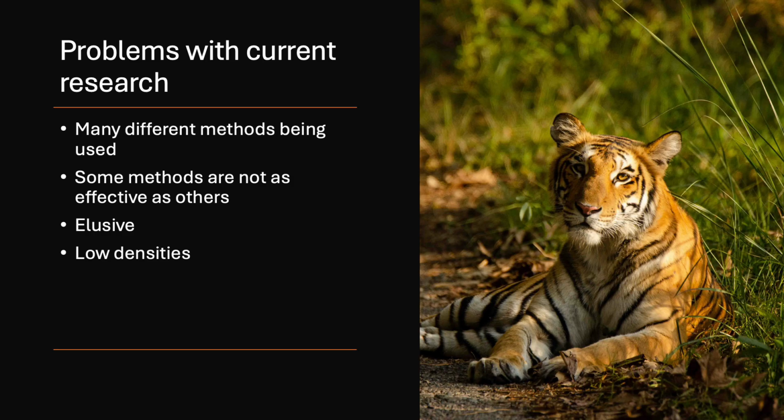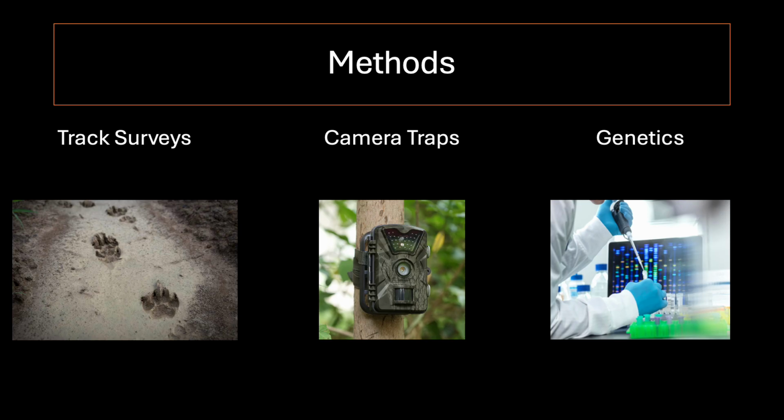So some of the problems with current research is that there's just a lot of different methods being used, and some are just not nearly as effective as others. And this is mostly due to the fact that tigers are incredibly elusive and they live at such low densities that it can be hard to find them. The methods that I'm looking at are track surveys, camera traps, and genetics.